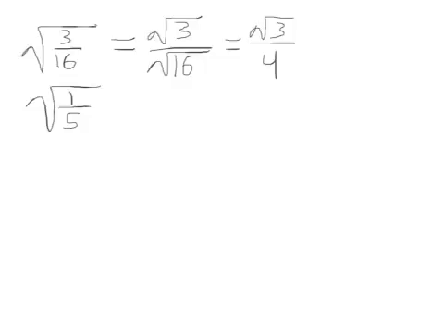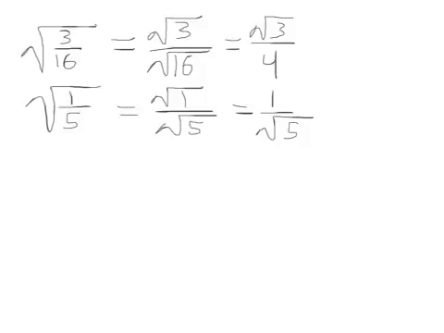So here's another example where I can break it apart again. I'm going to get square root of 1 over square root of 5, which will simplify to be 1 over square root of 5. Now, there is a standard amongst mathematicians where we do not allow a radical to be in the denominator of a fraction. So what we do is we perform a process called rationalizing the denominator, meaning we get rid of the radical in the denominator by going through this process of rationalizing.